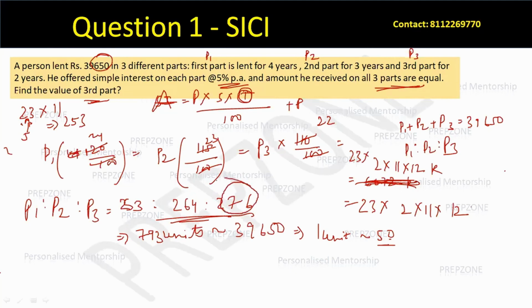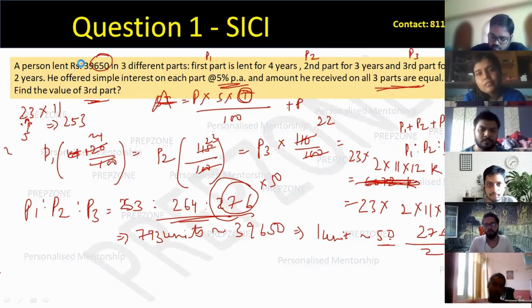If 1 unit is 50, पूछा गया है find the value of the third part. So third part क्या होगा? 276 into 50. Simply you just do 27600 by 2, which is 13800. 13800 is the final answer. 13,800.